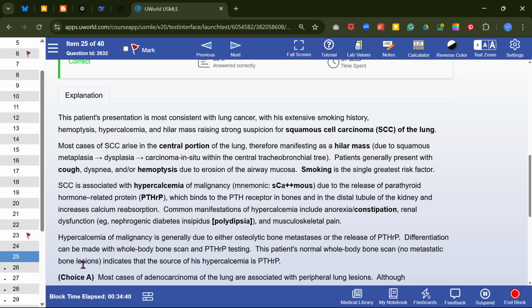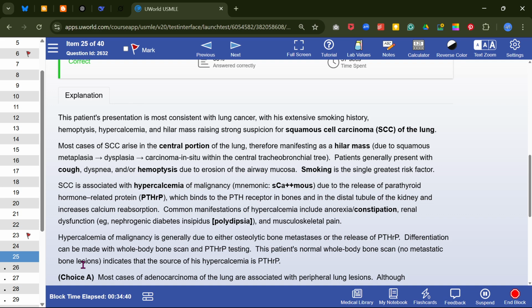Therefore, initial presentation is as a hilar mass, due to squamous metaplasia, dysplasia, and carcinoma in situ within the central tracheobronchial tree. Patients generally present with cough, dyspnea, and hemoptysis due to erosion of the airway mucosa. Smoking is the single greatest risk factor.